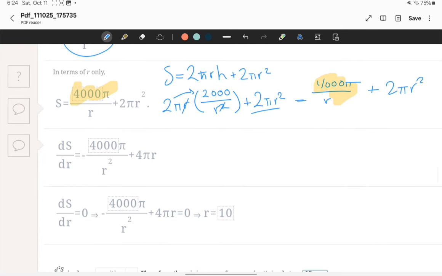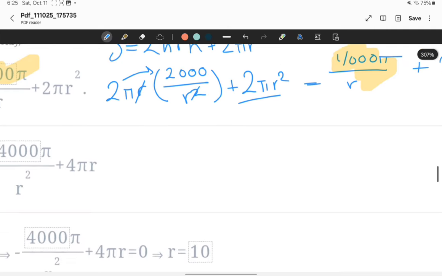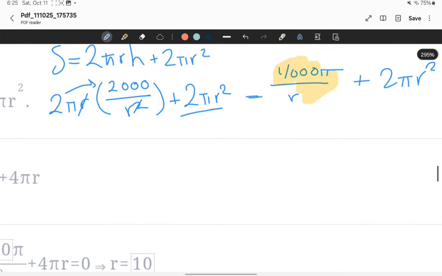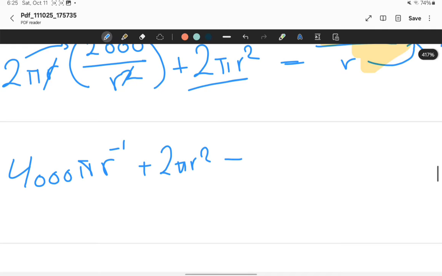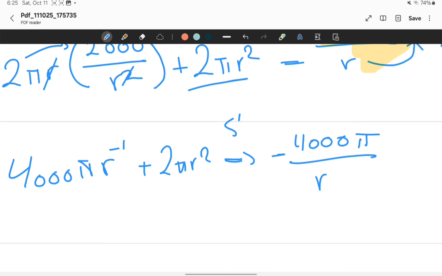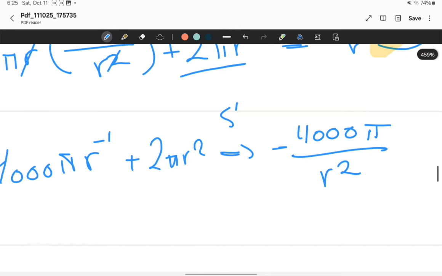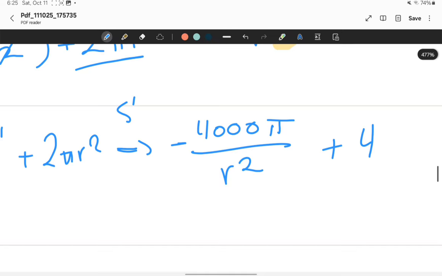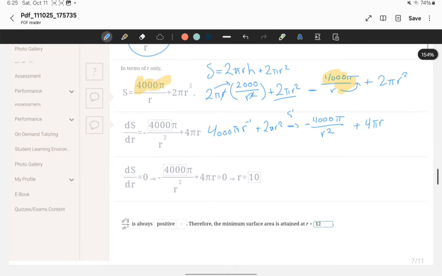Now part C, they want us to derive this equation. Okay, we'll write it down again in a way we could start deriving. So that means I need to take the r up, so it's 4000 pi times r to the minus 1 plus 2 pi r squared. Now I could start deriving. So it's going to be minus 4000 pi over r squared, okay, plus 4 pi r. Once again, they only want this part, so we just give that.